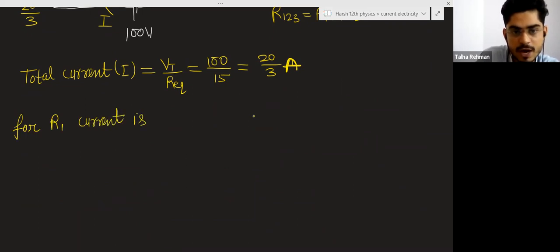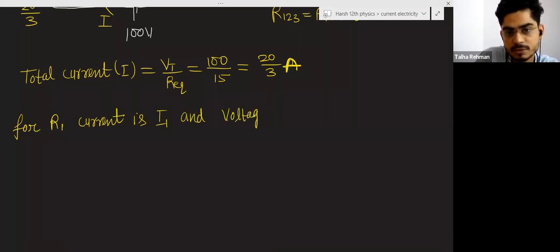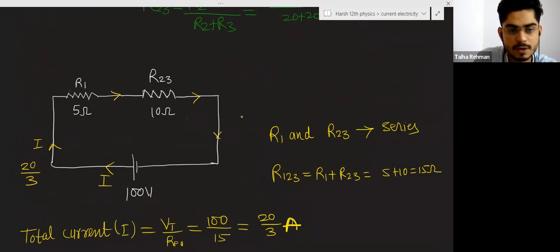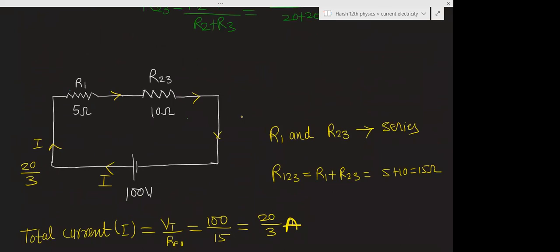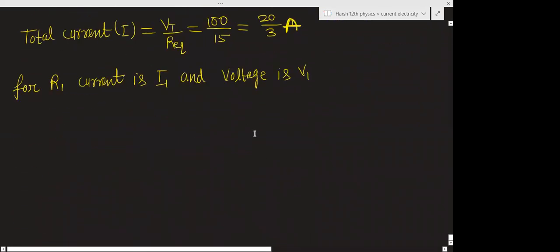Current is I1, and voltage I am supposing here is V1. So here the current is I1 I am supposing, and voltage is V1. So I1 is equal to I now here.